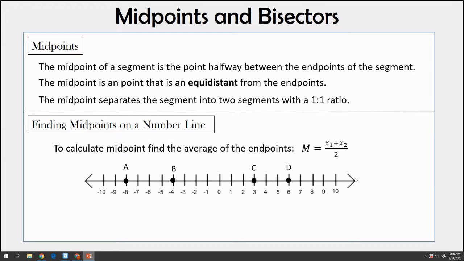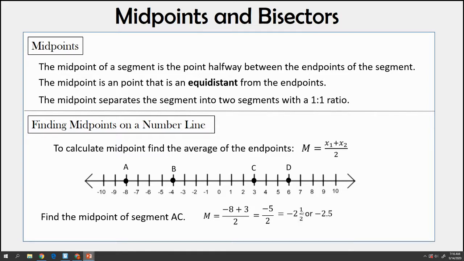So if we had this number line, endpoints A, B, C, and D were located at the given points, and you were asked to find the midpoint of A, C, the process then would be take the values here, the locations of A and C, add them together, -8 plus 3, divide that by 2. So -8 plus 3 is -5. -5 divided by 2 is -2.5. So the midpoint of AC is -2.5.